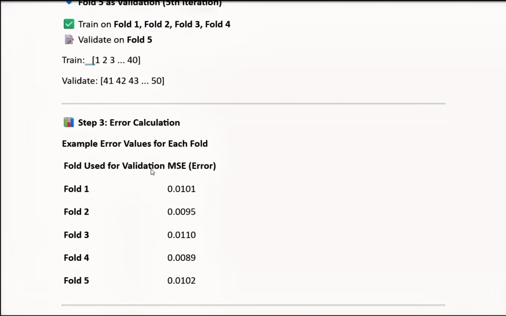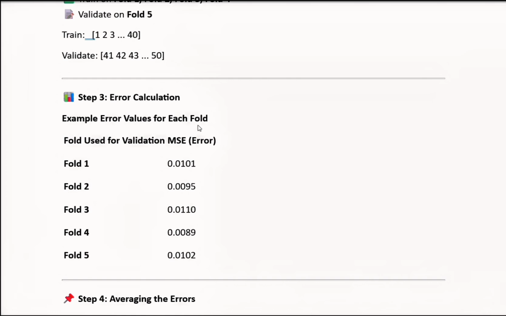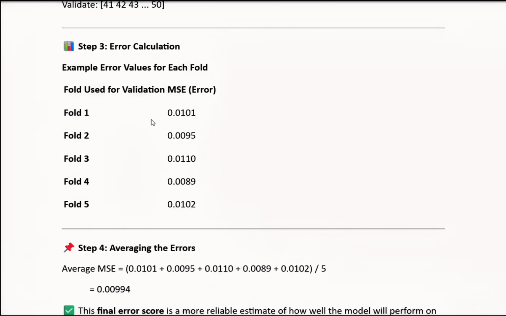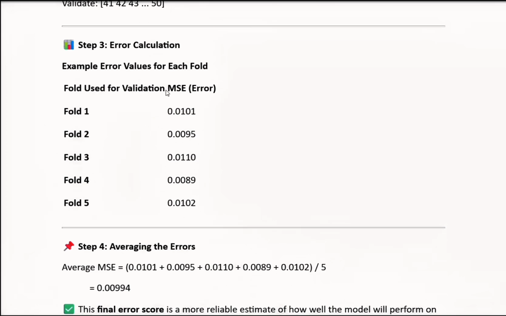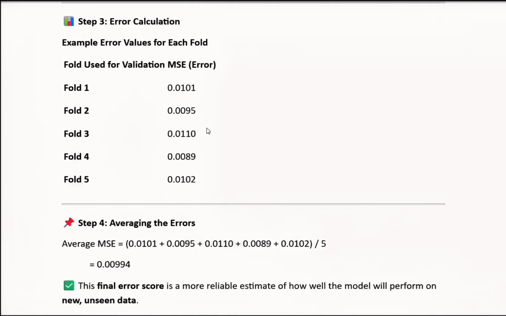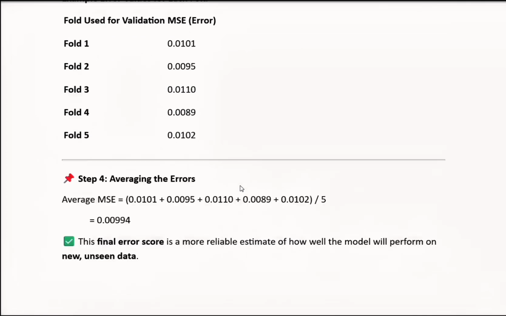Next, step 3, error calculation. Example error values for each fold. Here, for each iteration, we train the model and evaluate the error, for example the mean squared error. The fold used for validation is fold 1, fold 2, fold 3, fold 4, fold 5. In fold 1, we got error 0.0101. In fold 2, 0.0095. Then fold 3, fold 4, fold 5.